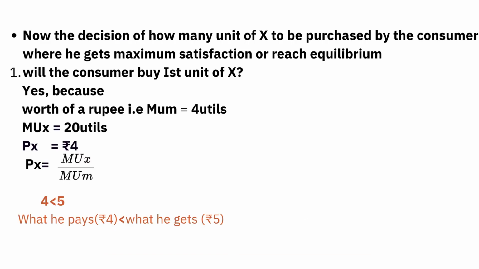So now there is a decision of how many units of X are to be purchased by the consumer where he gets maximum satisfaction or reaches equilibrium. Right? So the question is, how many units of X will the consumer purchase where he will get his maximum satisfaction or reach the equilibrium? So, will the consumer buy the first unit of X? Yes, he will buy the first unit of the commodity.